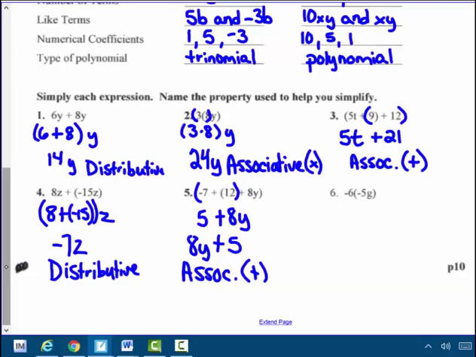Number 6, I'm going to multiply. And first I'm going to multiply my -6 times my -5. 2 negatives makes it a positive 30g. And here I'm using the associative property of multiplication.